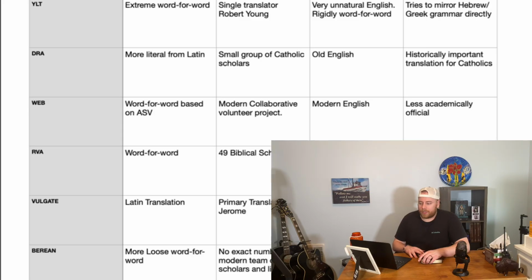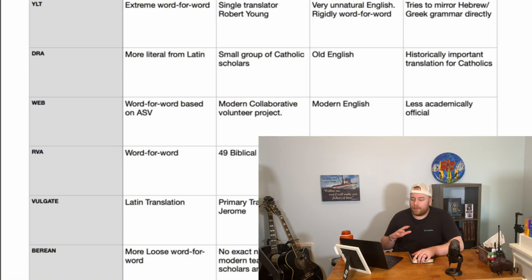The team that put it together was kind of a modern collaborative volunteer project. I want to say this nicely without making it sound bad, but it's almost like an online group of individuals came together and they did like a group project to bring this together based on the ASV. So not directly from the original languages, but from the ASV translation. One positive, though, is that the World English Bible reads in modern English, so it is very readable.